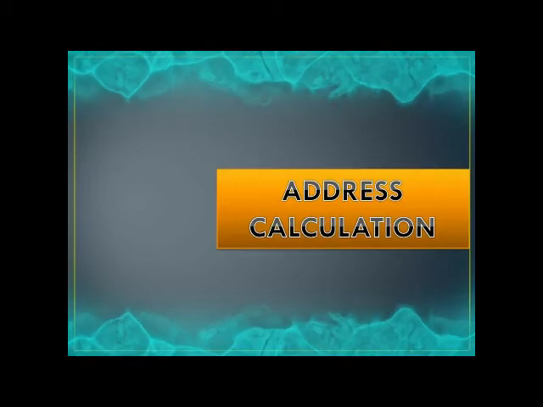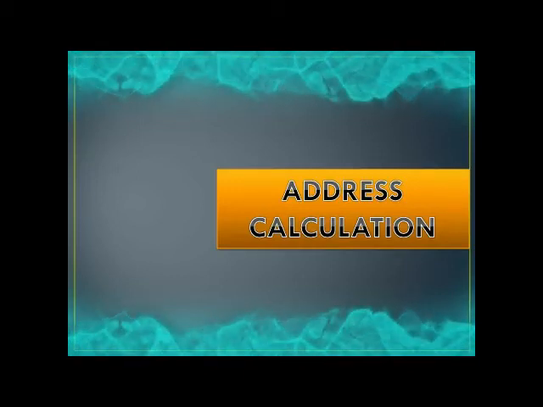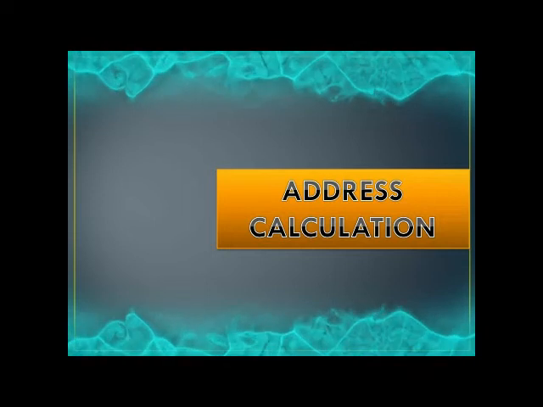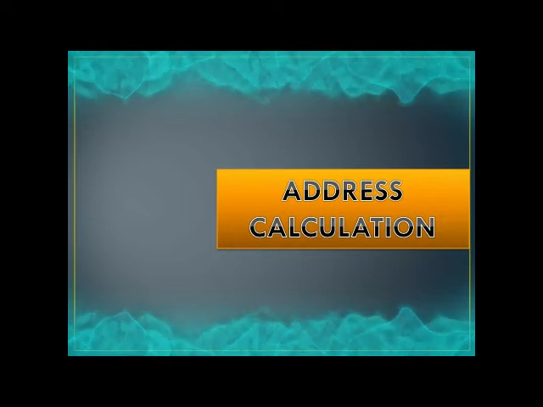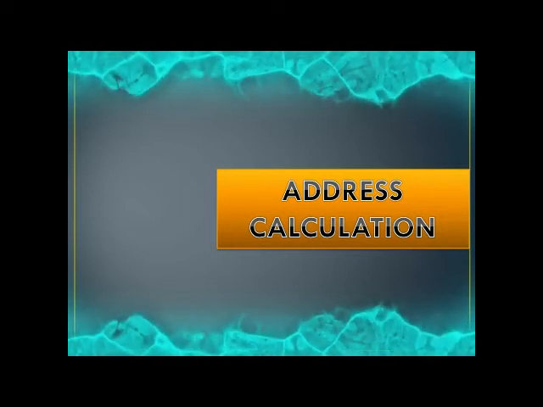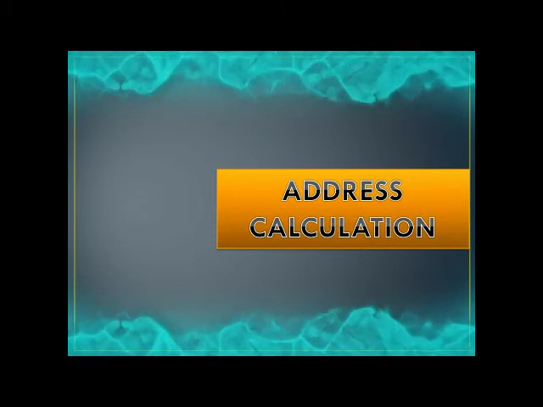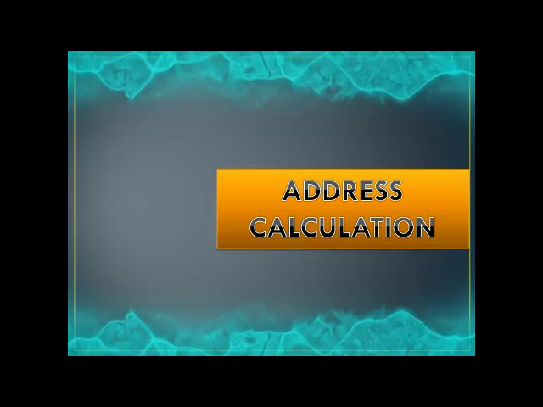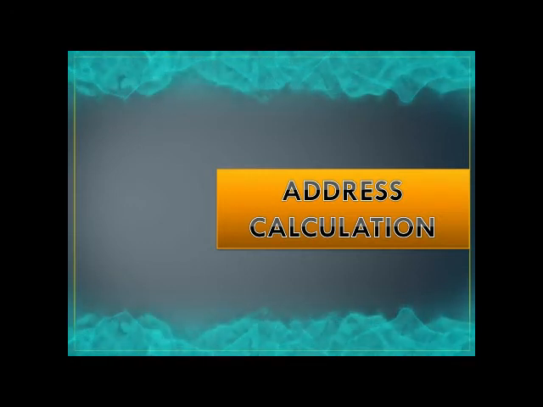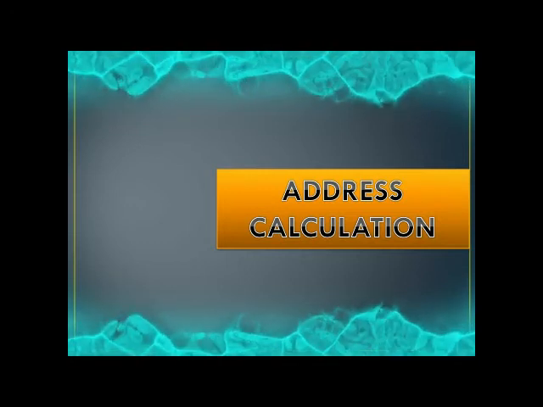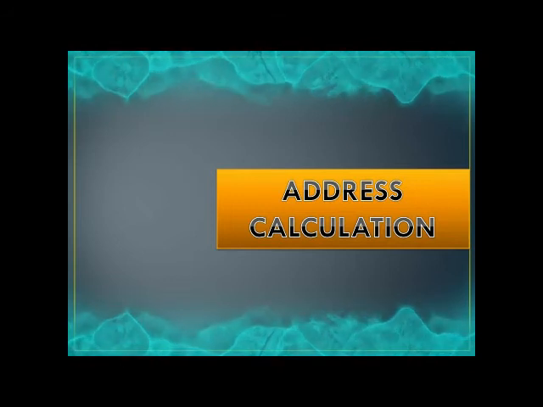Hello students, today we are going to learn a new chapter that you can see on screen, known as address calculation. Address calculation means we have to find out the address of a particular cell of a 1D array or of a 2D array which is saved in our main memory, that is, in our RAM.